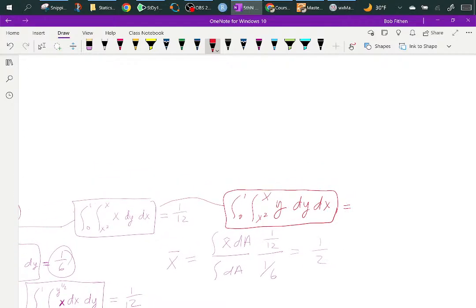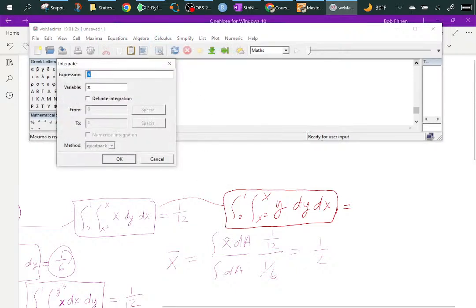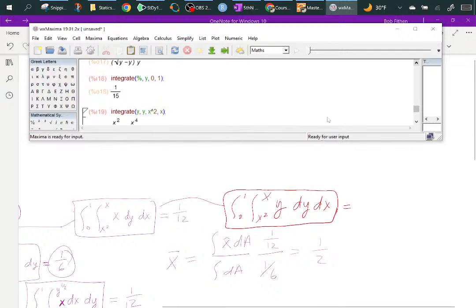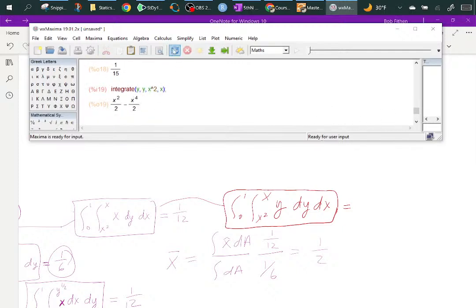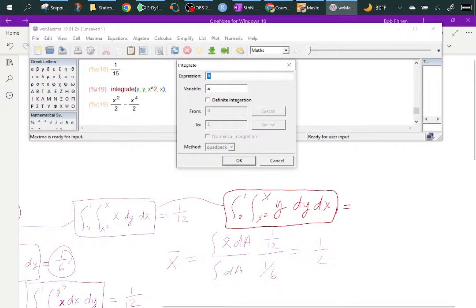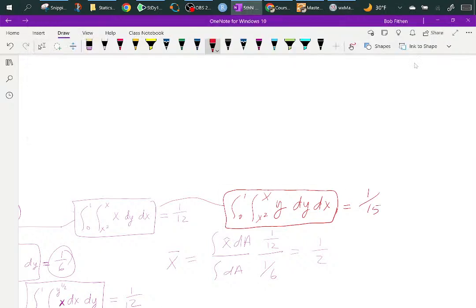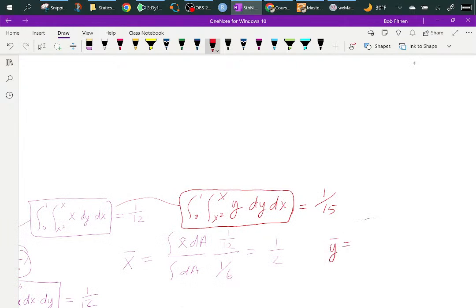So let's look over here. I'm going to integrate the expression y, my integration variable is dy, and I'm integrating from x squared to x, and I get that. Okay, now I'm going to integrate it. The variable of integration now is dx, the last term here, and I'm integrating from 0 to 1. And what do we get? 1/15th. Yeah, so 1/15th.